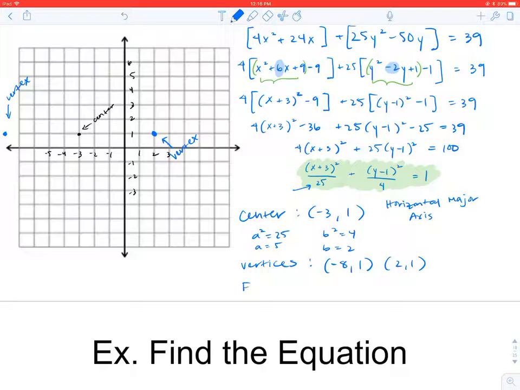And then we can have the endpoints of the minor axis by using b. So since b is equal to 2, the endpoints of the minor axis will be 2 above the center and then 2 below the center. So at -3, 3 and -3, -1. So we can actually draw the ellipse now.